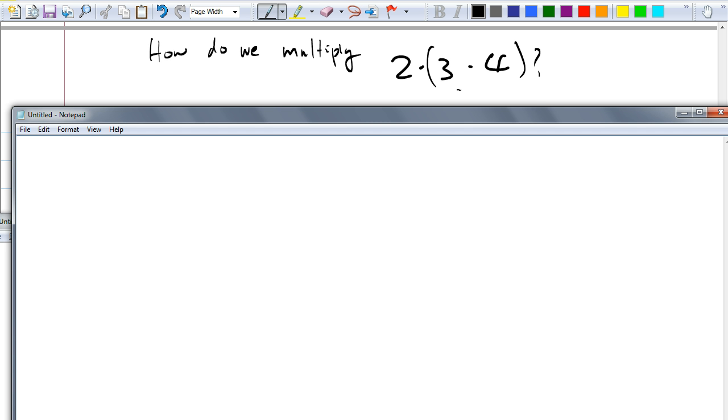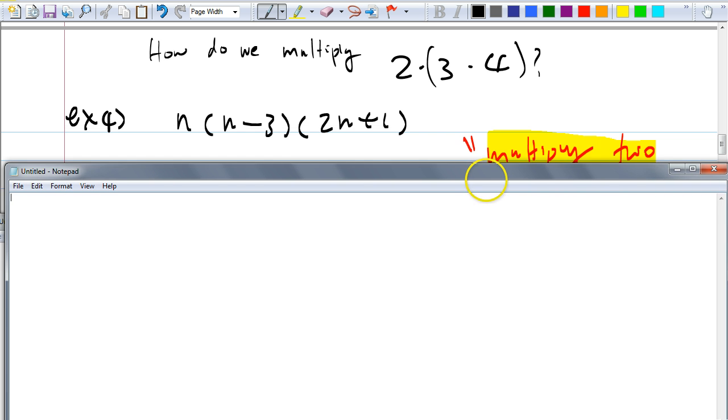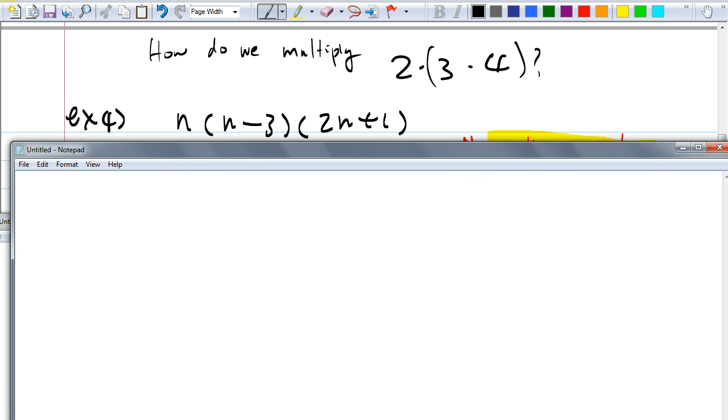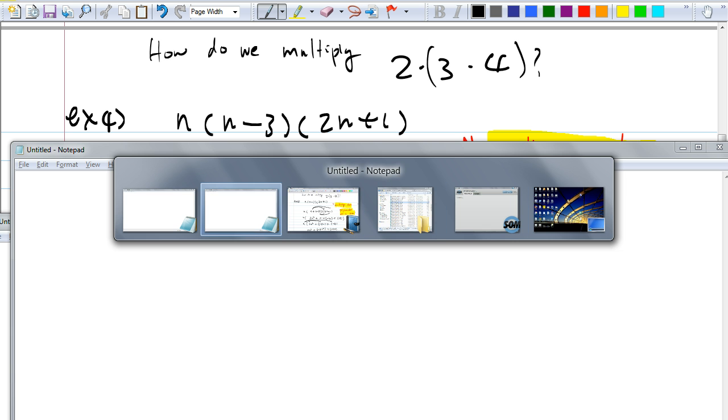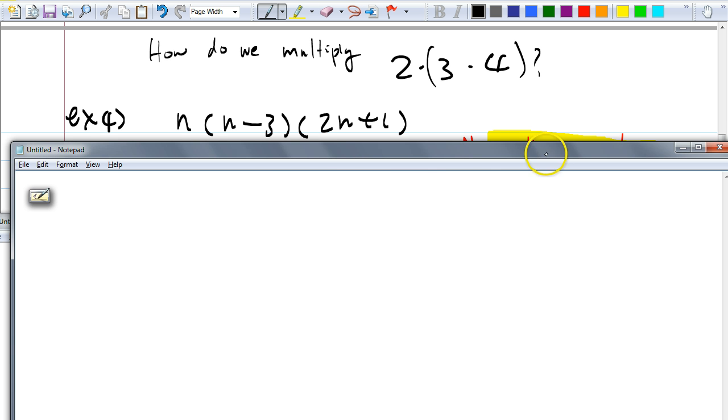You understand? Right, guys? Please don't do that. Just because you see parentheses, people just start distributing. Get it wrong. So take a look at this example. n times n minus 3 times 2n plus 1. Okay? How many things are we multiplying here? Three factors, right? So we multiply how many at a time? We multiply 2 at a time, guys.